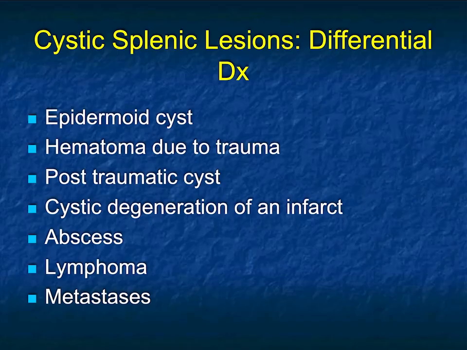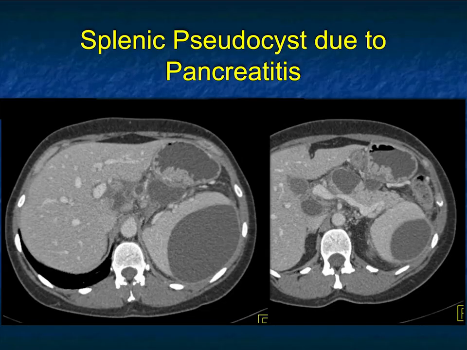When you talk about cystic splenic lesions, that differential expands to epidermoid cysts, old hematoma, post-traumatic cysts, cystic degeneration of an infarct. Abscesses can be cystic, but usually not as sharply marginated. Lymphoma can be low density, can be cystic, but then the spleen will be large typically, and there will be other soft tissue findings that push you to lymphoma and not to a simple cyst, and of course metastasis.